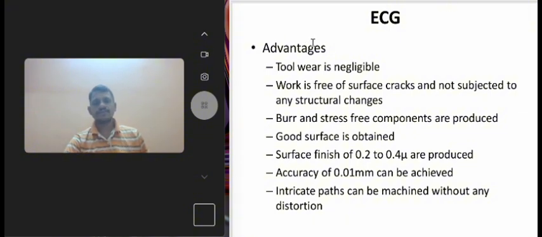advantages of ECG. Since the tool wear is negligible, the life of the grinding wheel is increased. This factor is most valid in the grinding of hard metals such as tungsten carbide, where costly diamond grinding wheels are used. In ordinary grinding, there are high wear rates on these expensive diamond wheels.